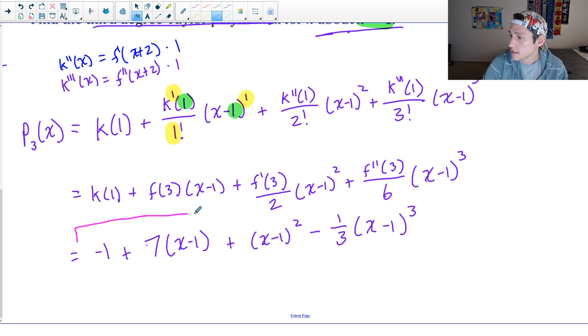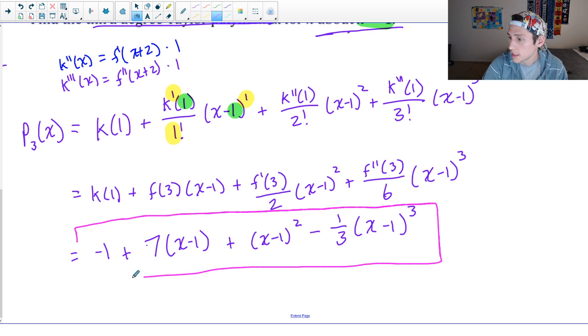And it doesn't ask me to estimate anything or approximate a value. It just says, what is the Taylor polynomial? So there's my answer.